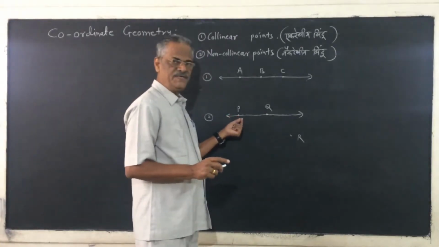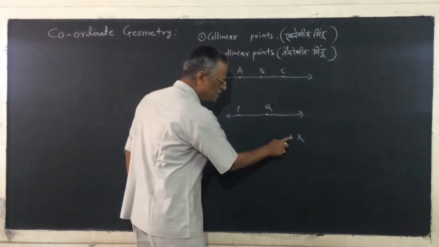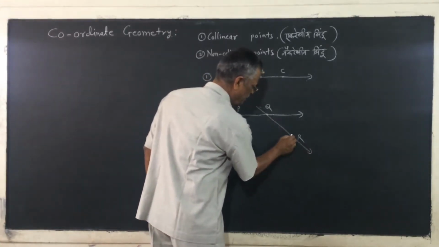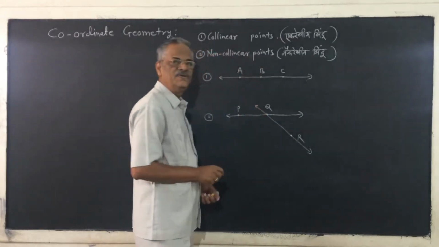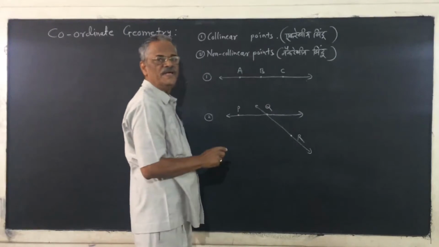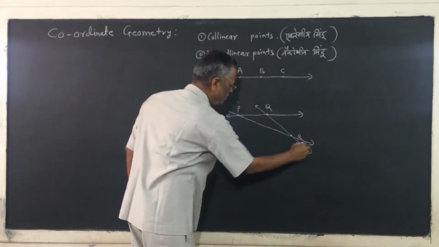we know that through 2 different points there is a line. But what about the third point? R point is not in that line. So in this case they are called non-collinear. 3 points are called non-collinear.